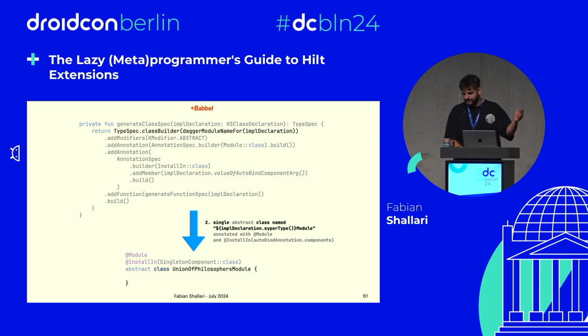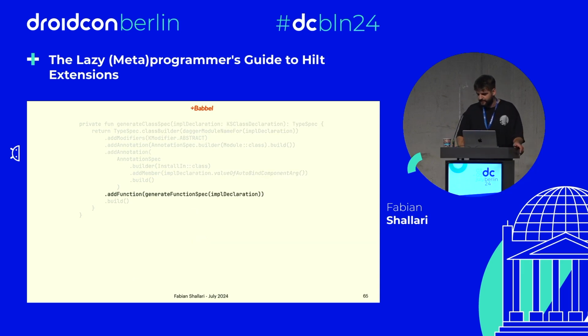If you want to look line by line, basically, we declare our class name. We say it wants to be abstract. We add this module annotation. We add this install in annotation. And in that install in annotation, we take the component from our out-of-bind annotation. And that's it, right? Step 2 is complete.